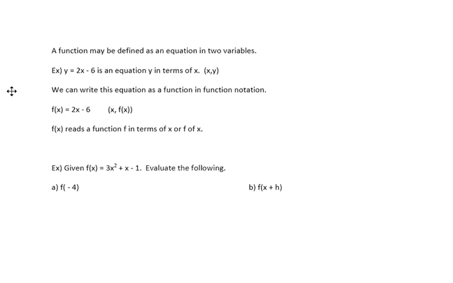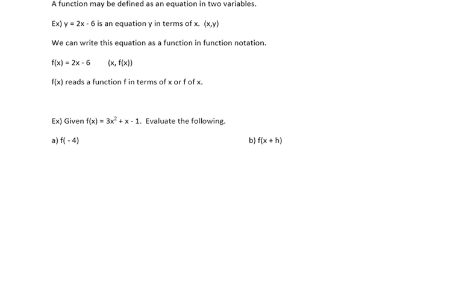So, given a function in terms of x is equal to 3x squared plus x minus 1, we want to evaluate the following. So, let's do a quick review with being able to evaluate functions at numerical values. So let's take a look at f of negative 4. Well, f of negative 4, okay. Now, every time I see an x, I'm going to replace it, in this case, with negative 4. So I'm going to do it in a different color.